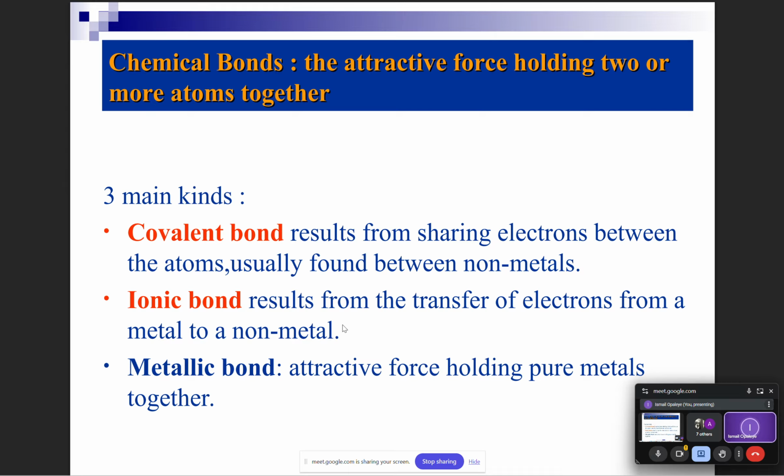So this ionic bond results from transfer of electrons from a metal to a non-metal. For example, sodium transferring a single electron to chlorine. Are we together? Yes, okay, sir. Now metallic bond, that's an attractive force holding pure metals together.